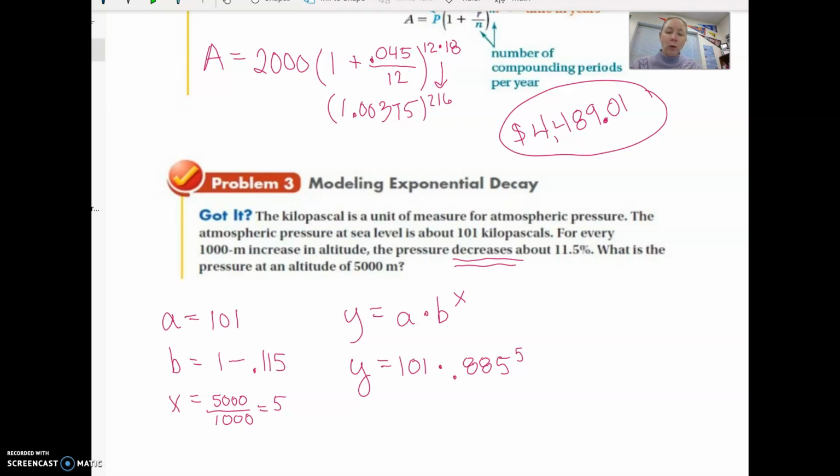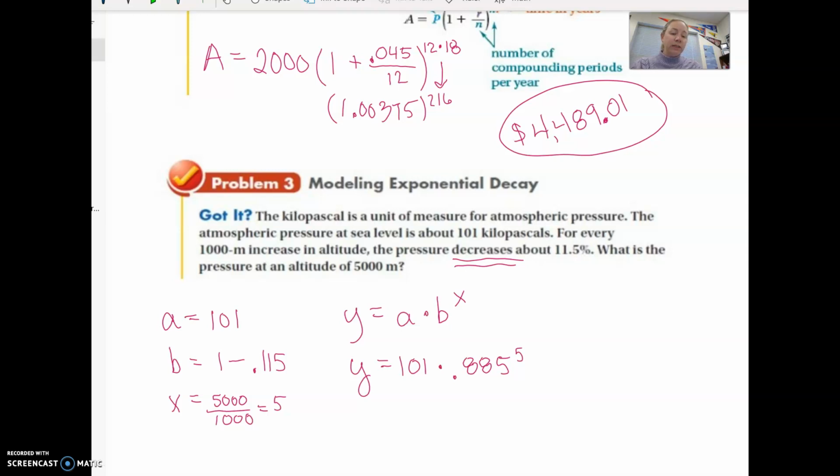So remember that a represents your initial amount, which in this case is 101 kilopascals. b represents your decay, so you're going to subtract the percent. So we would end up with 0.885 for our decay factor. And then remember, we want to know what's the pressure at an altitude of 5,000. For every 1,000 increase in altitude, I divided the 5,000 by 1,000, that gives me 5. So x would be 5.